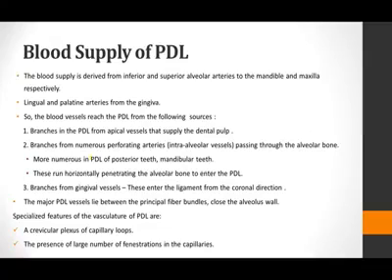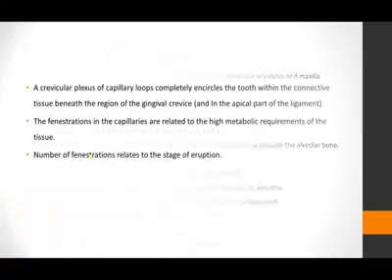there are a number of large fenestrations or gaps within the lining of the capillaries. So the capillaries that form this crevicular plexus have capillary walls with loads of fenestrations, and the crevicular plexus of capillary loops completely encircles the tooth within the connective tissue right beneath the gingival crevice and in the apical part of the ligament.